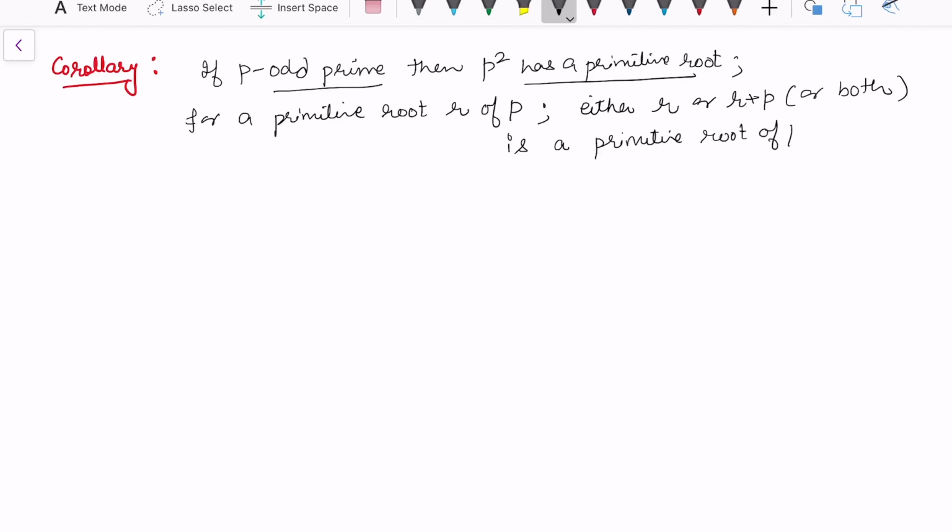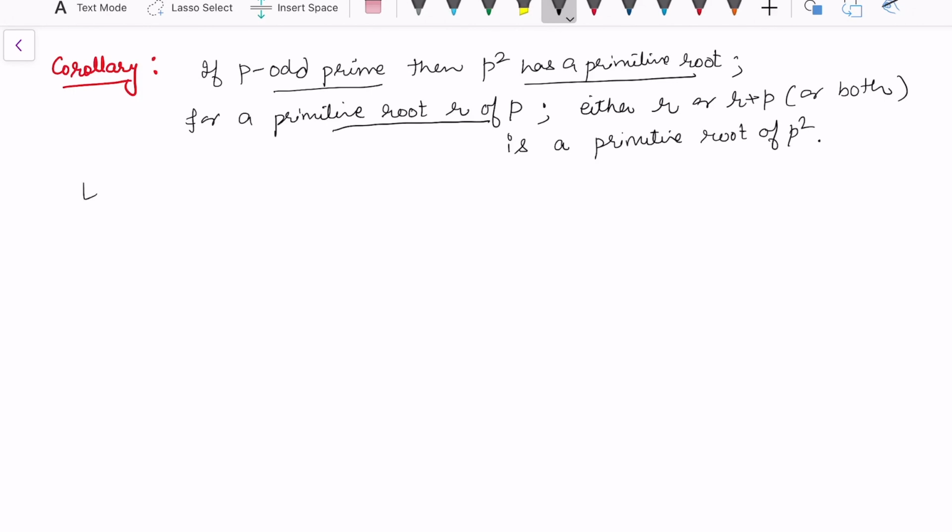So this gives us a very wonderful result. We know that every prime has a primitive root, and hence its square will have a primitive root. And if you know the primitive root of that prime, according to that you can find the primitive root for p square.